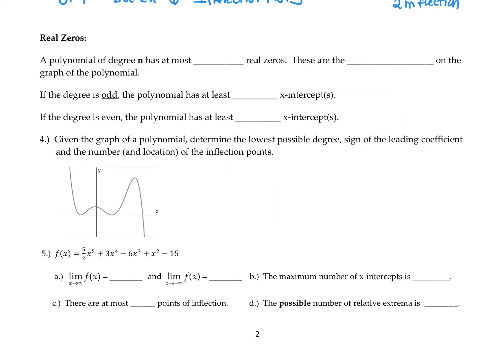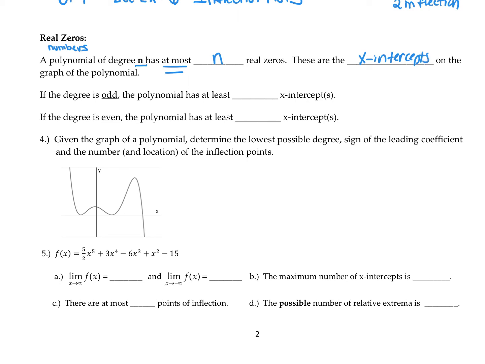All right, so real zeros. Real zeros means real numbers versus imaginary numbers. So a polynomial of degree n will have at most n zeros. So again, at most n zeros. Real zeros, because there could be imaginary zeros. These are the x-intercepts on a graph of a polynomial.